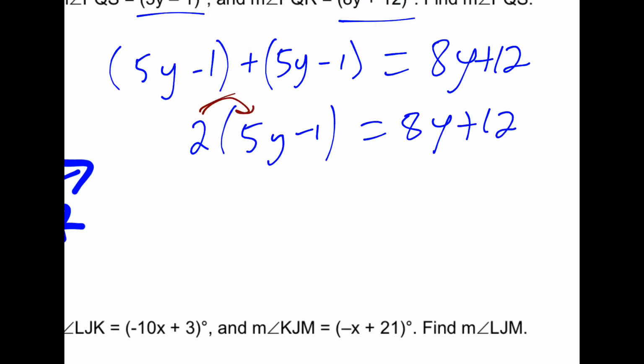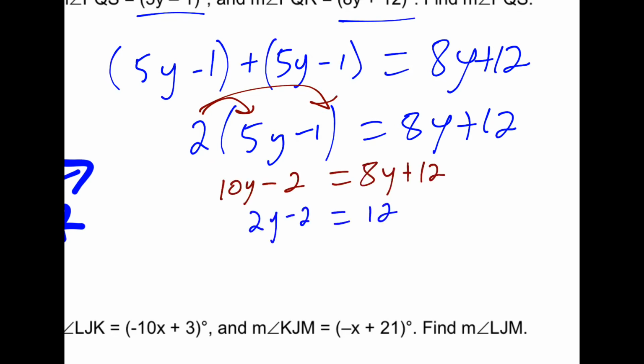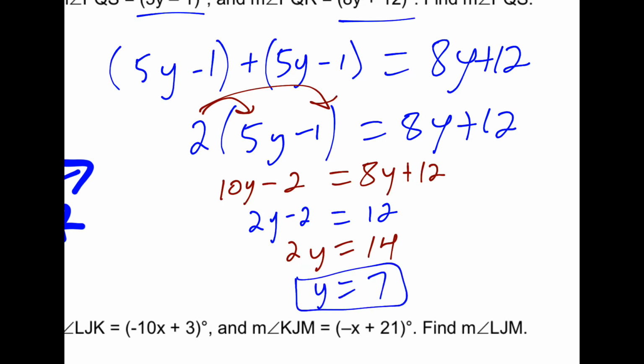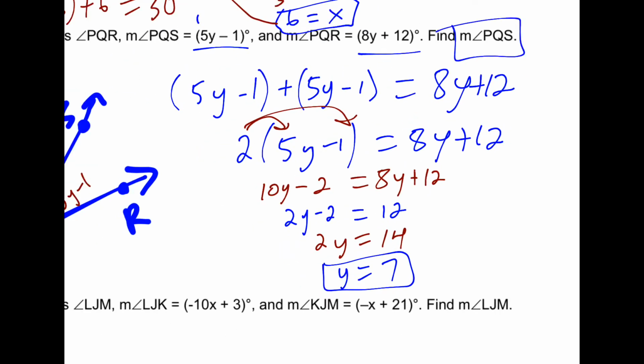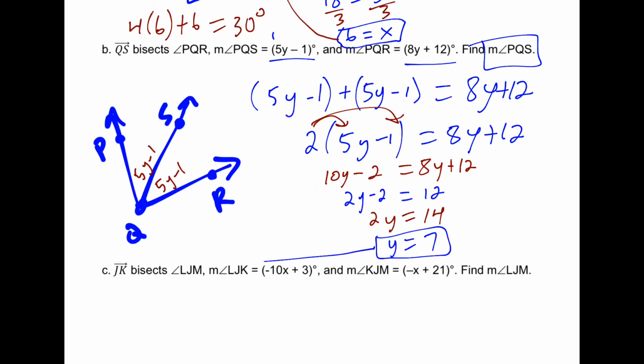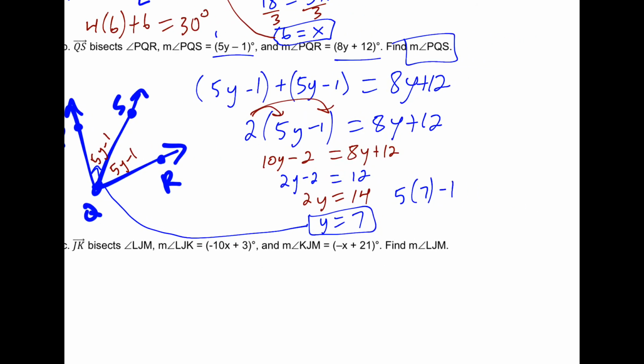So let's go ahead and distribute the 2 here. This becomes 10y minus 2 is equal to 8y plus 12. I can subtract 8y from both sides, add 2 to both sides, and then divide by 2 to get that y is equal to 7. And they want us to find PQS. So that tells me I can substitute in here, and this becomes 5 times 7 minus 1. So angle PQS is equal to 34 degrees.